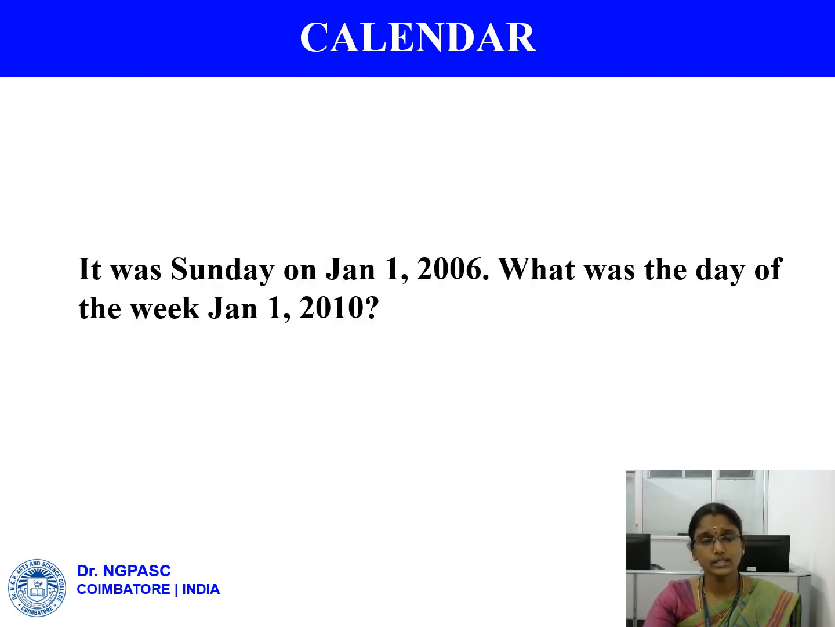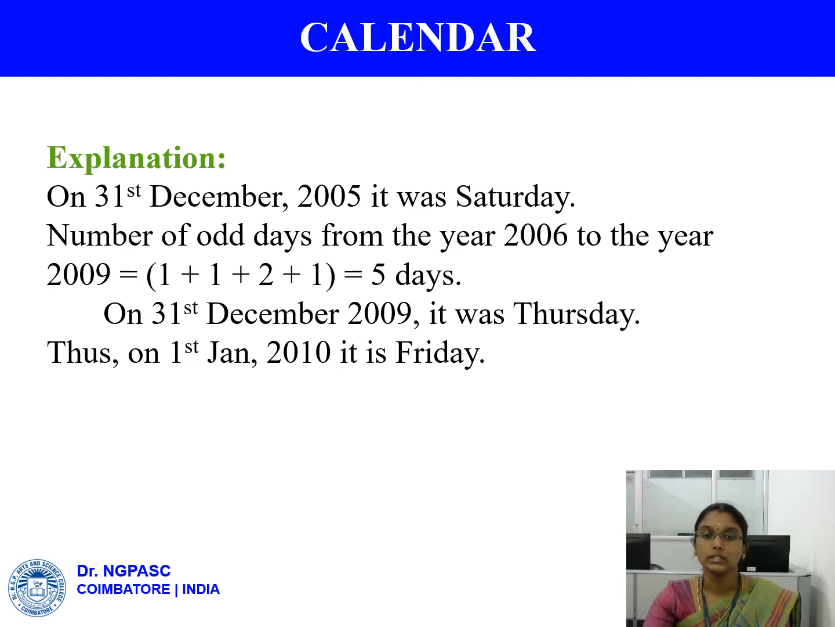Next. It was Sunday on Jan 1, 2006. What was the day of the week on Jan 1, 2010? See here, 31st December 2005 is Saturday because 1st Jan 2006 is Sunday. So number of odd days from 2006 to 2009. 2006 ordinary year, 1 odd day. 2007 ordinary year, 1 odd day. 2008 is a leap year, 2 odd days. 2009 is an ordinary year, 1 odd day. So total is 5 days. So 31st December 2009 is Thursday. So 1st Jan 2010 is Friday.